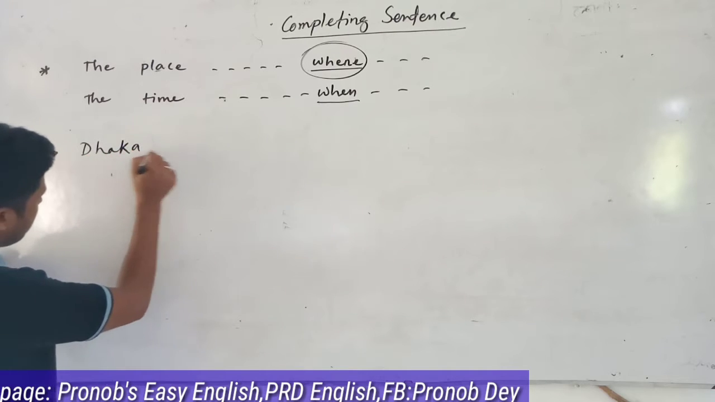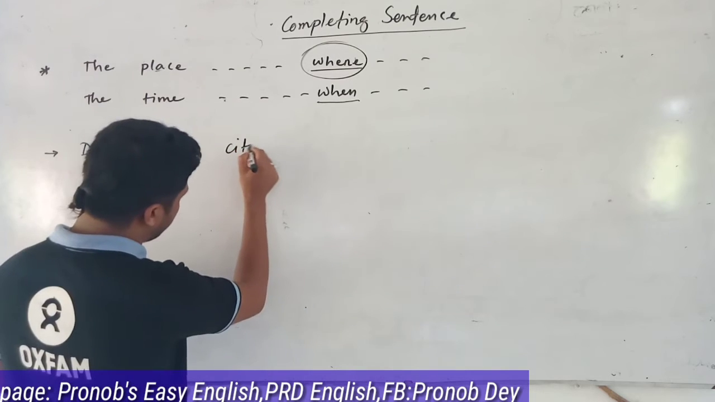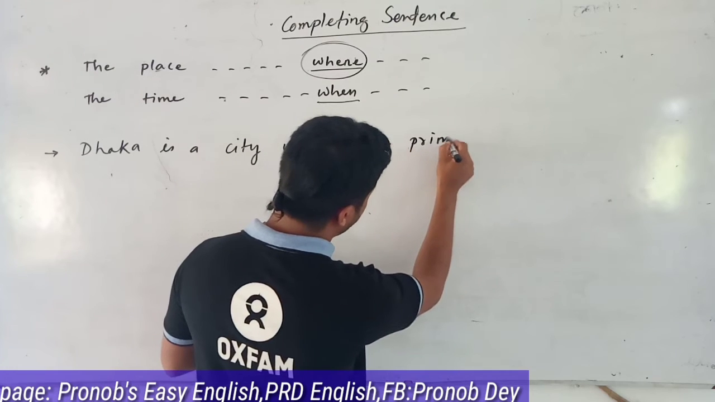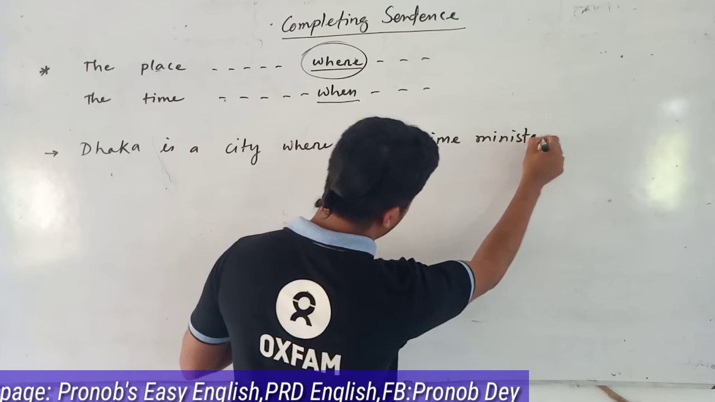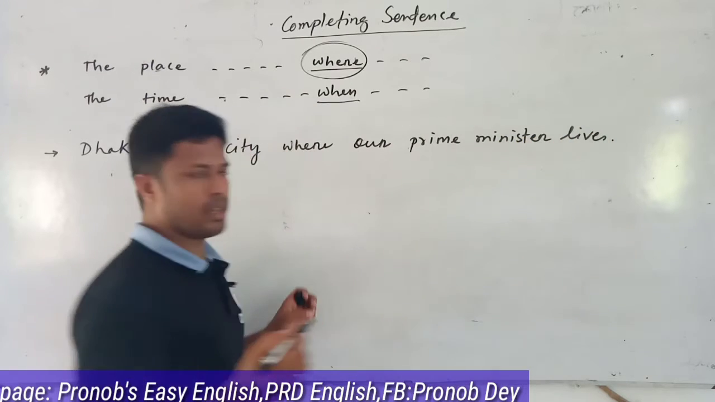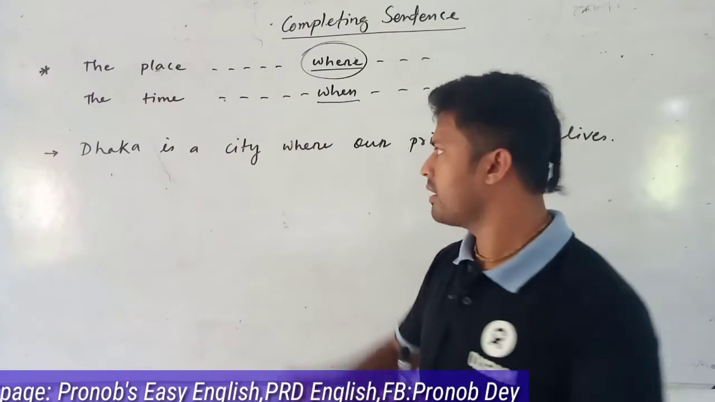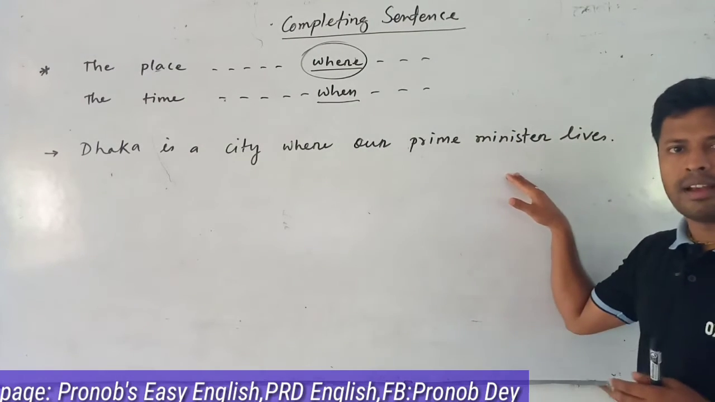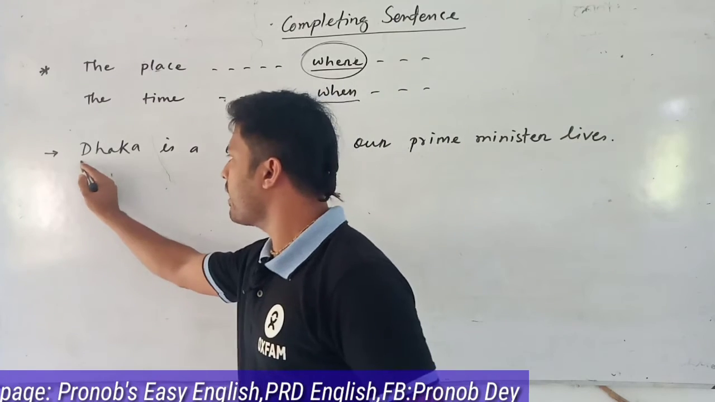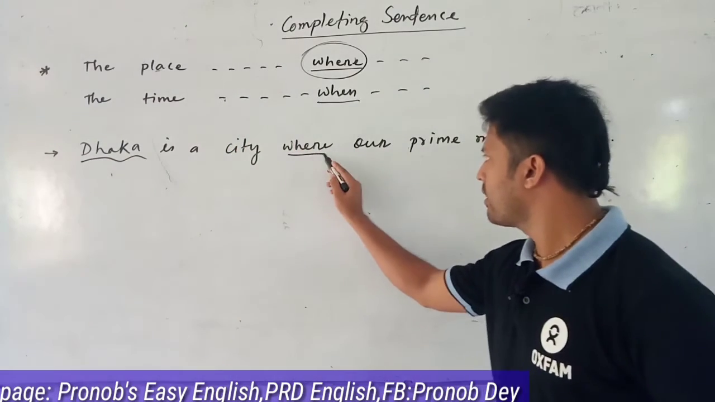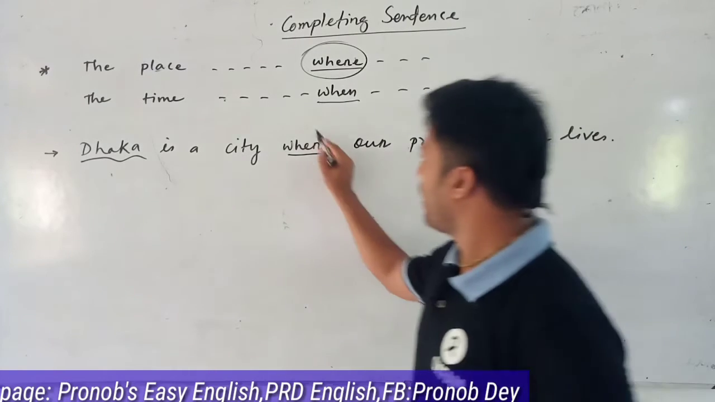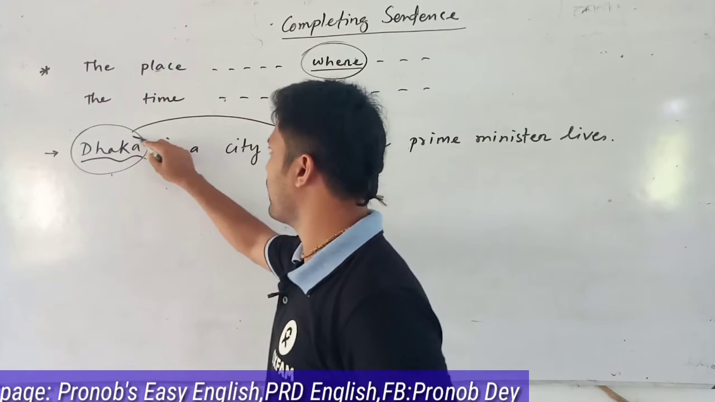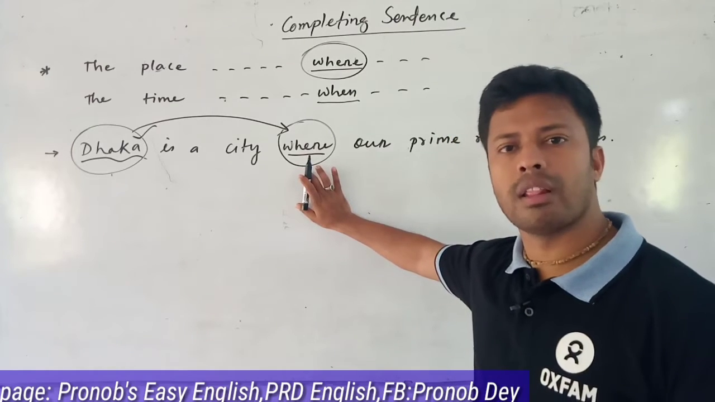You see, a place. Suppose, Dhaka is a city where our prime minister lives. Dhaka is a city where our prime minister lives. That means Dhaka is a place where our prime minister lives. Place indicates where. If it is place, we must put where here in the middle of the sentence.